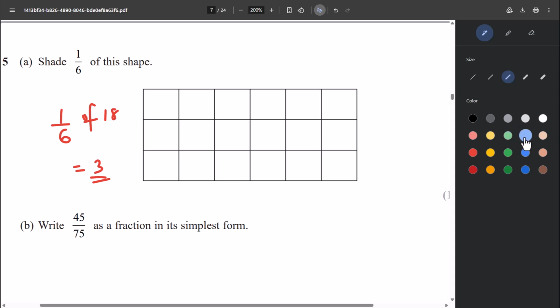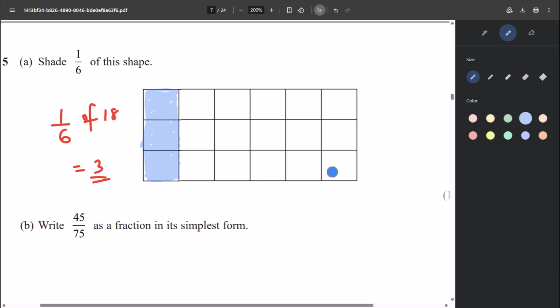So the first thing you have to do is get all your materials ready. So we're going to shade in one part here. Just shade only 3 parts, and try to make it as neat as you possibly can. And this is the 1/6 of the whole shape. Again, this is 1, and of course there are 6 parts: 1, 2, 3, 4, 5, 6.